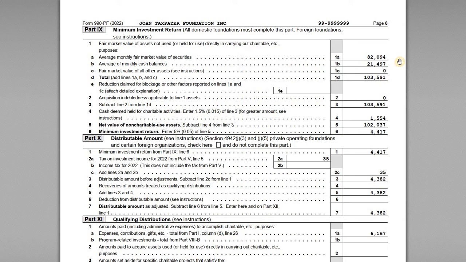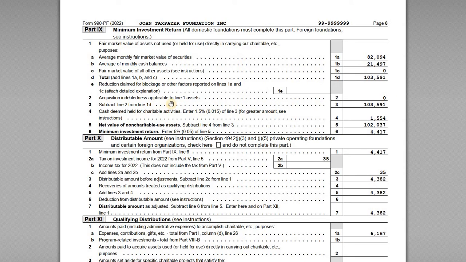So in this example, all we have is cash and the fair market value securities. So we don't have to worry about the fair market values of any other kind of obscure assets. So we enter those totals, right? We've got our total here on line 1D.